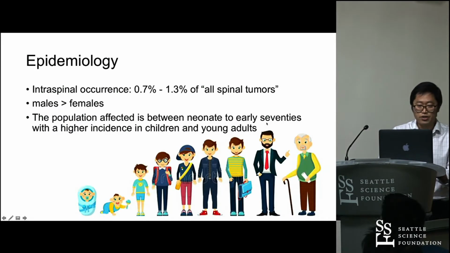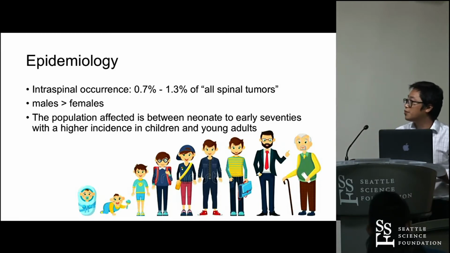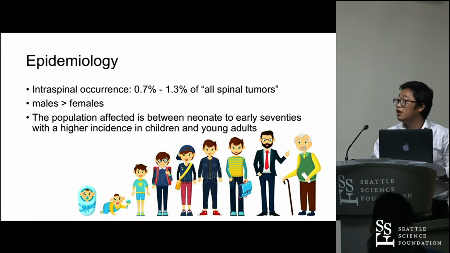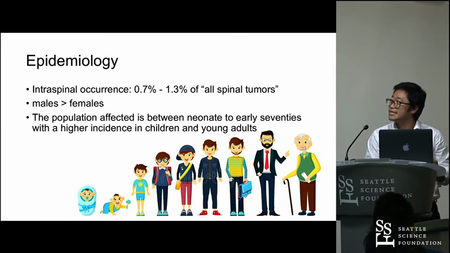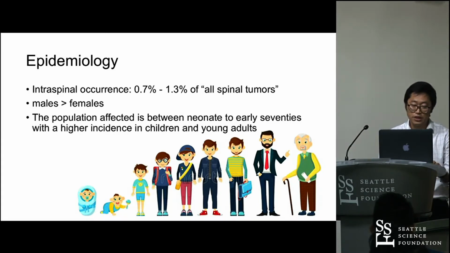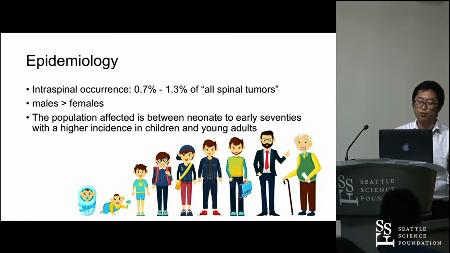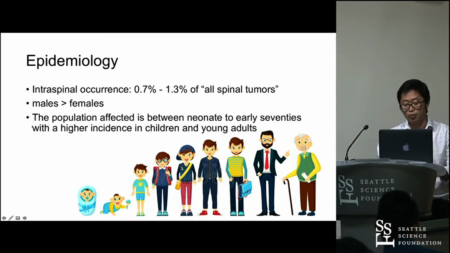In terms of epidemiology, intraspinal occurrence is about 0.7% to 1.3% of all spinal tumors, so it's pretty rare. Reportedly, males are more affected, and the affected population ranges from neonates to the early 70s, so a whole spectrum could be affected. This number depends only on reported cases. If we break down the disease into subsets, such as the intrathoracic level, then this prevalence does not really hold, because in that case females will be more prevalent.